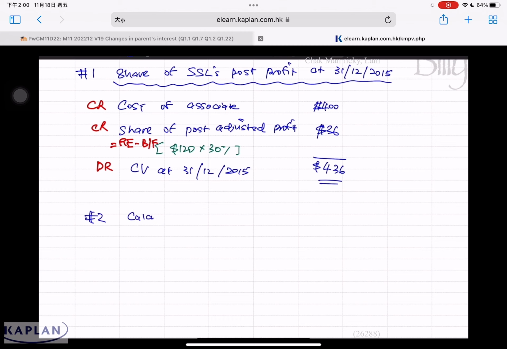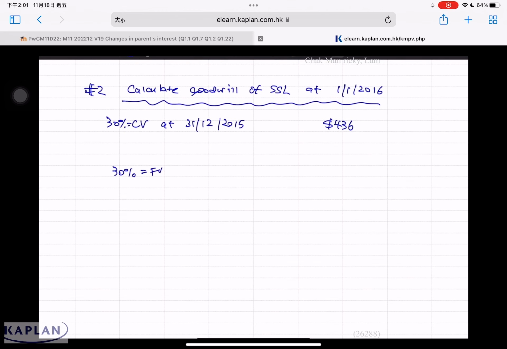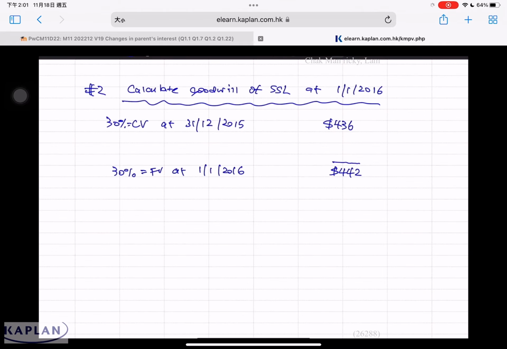Number 2, we have to calculate goodwill of SSL at 1st Jan 2016. First step is to take this figure down. Before you obtain control, this is the 30%. The carrying value at 31st December 2015 is 436. This carrying value relates to the 30%. In accordance with IFRS 3, when you calculate goodwill, we have to take the fair value of the purchase consideration. This 30% we have to adjust to the fair value at the date we obtain control. Go to 442. Over here, 442. That means this 30% is worth 442 on the day of obtaining control.